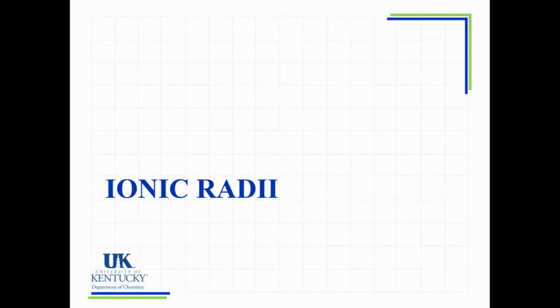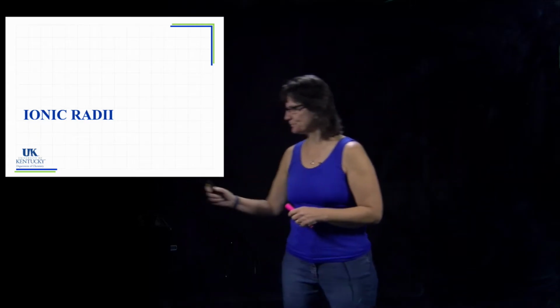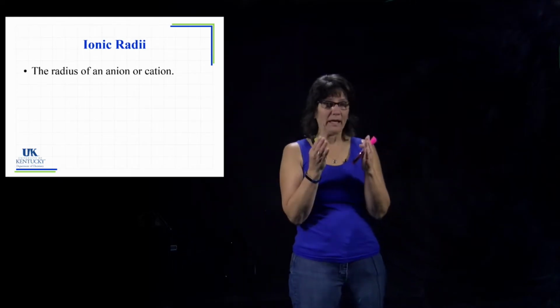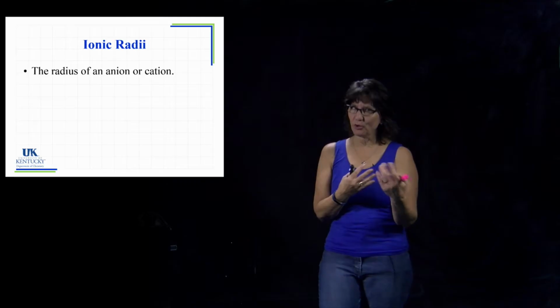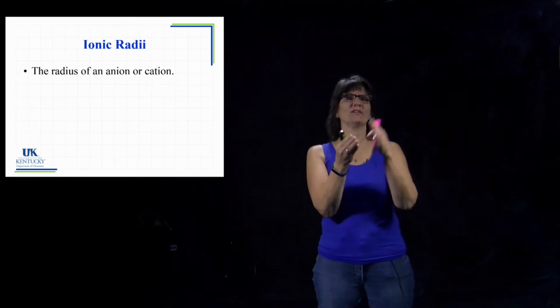Okay, we've got our electron configurations of atoms. We've got our electron configurations of ions. We talked about atomic radius. Now we're ready to talk about ionic radius. So, it's going to be measured in a similar way, but what's a radius? It's the distance from the nucleus to the outer shell.